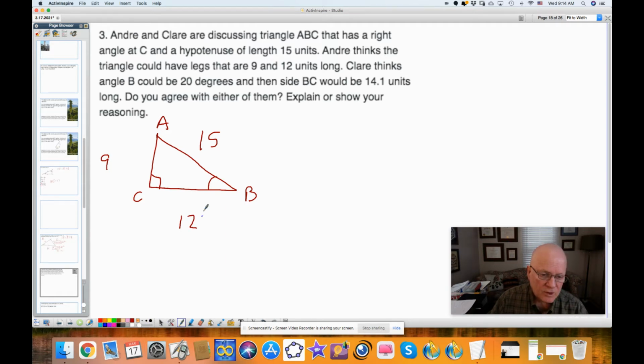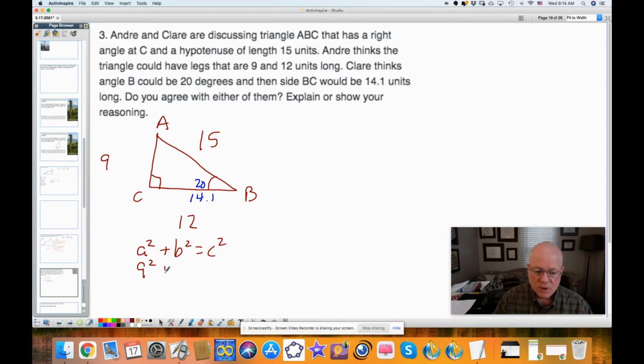Could be 20 degrees and 14.1. Which of them, if either or both, are correct? Well, to check these sides, if they are truly a right triangle, it would have to be true that a squared plus b squared is equal to c squared. If that's true, then these are the correct sides.